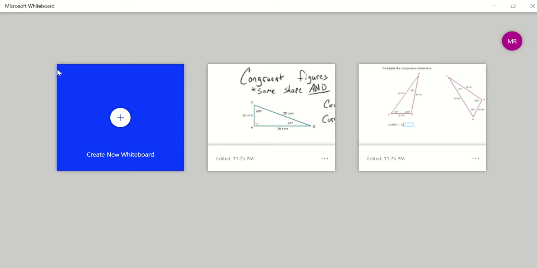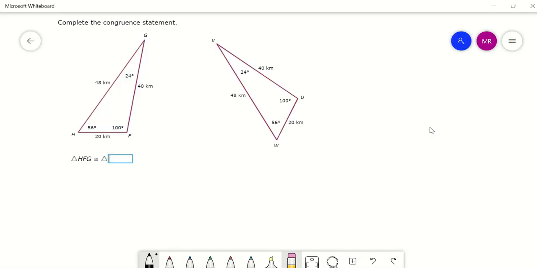So let's take a look at an IXL problem that I found that you might find interesting. Complete the congruent statement. So for this, we need to find the corresponding parts. Notice that the letter H is first. H, vertex H, that angle is 56 degrees. So we go over here to this figure on the right. What angle is 56 degrees? W is. So H is first, W has to go first. Okay. What is second? F is second. What is angle F? It is 100 degrees. What is 100 degrees over here? U. So U has to go second.